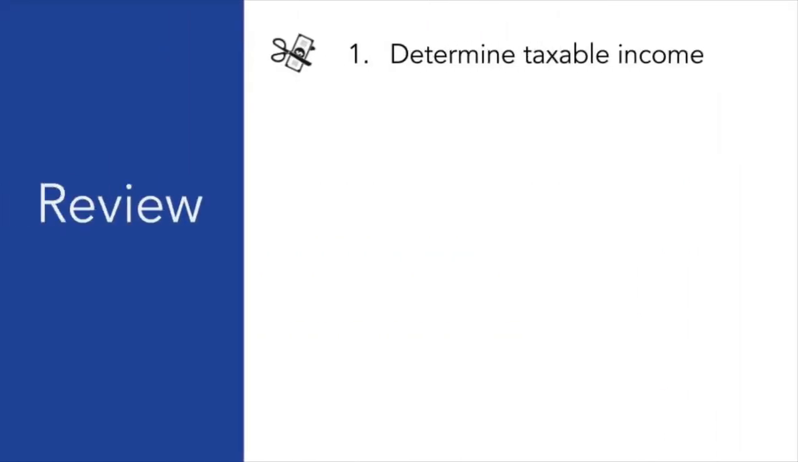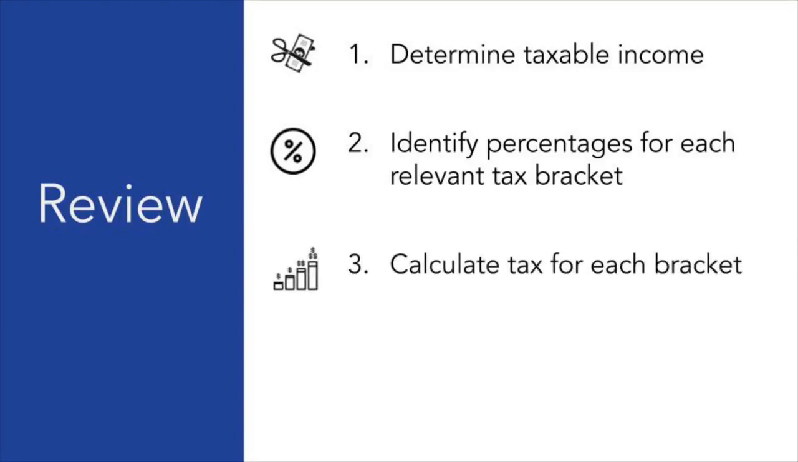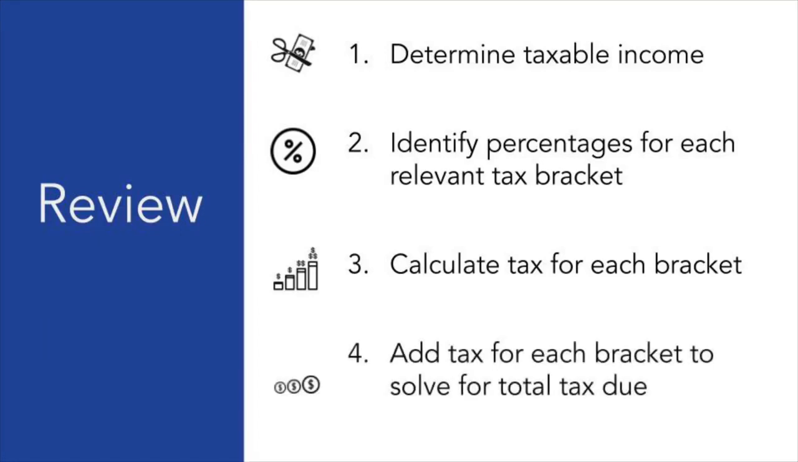All right, let's review. First, we determined Omira's taxable income by taking her gross income minus the standard deduction. Then, we identified the percentage for each relevant tax bracket, in Omira's case, 10% and 12%. Next, we calculated the tax for each bracket by multiplying the percents by the difference in each bracket. And our final step was to add the tax for each bracket to find Omira's total tax due.